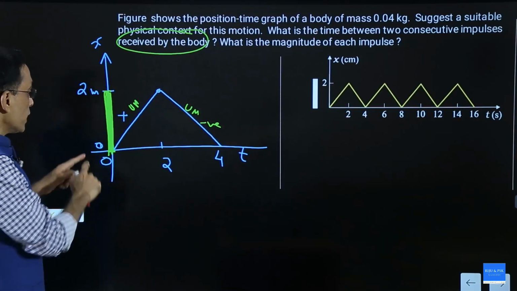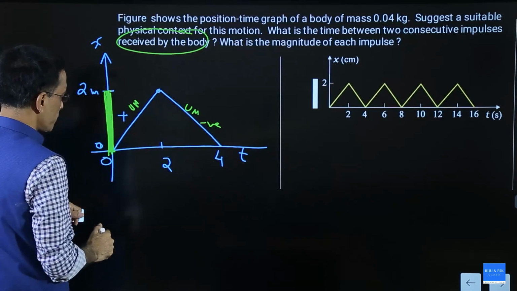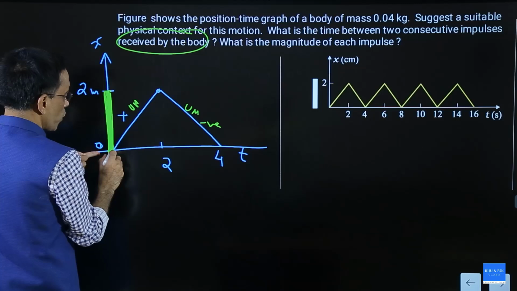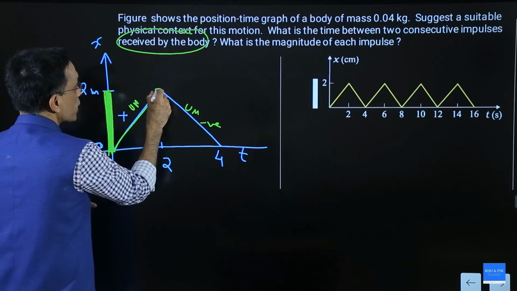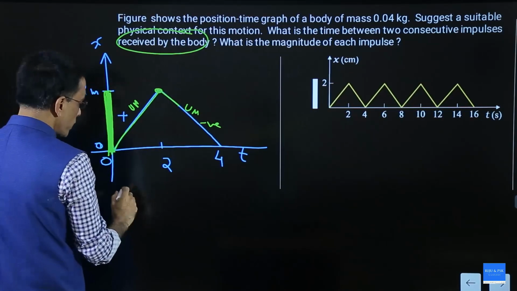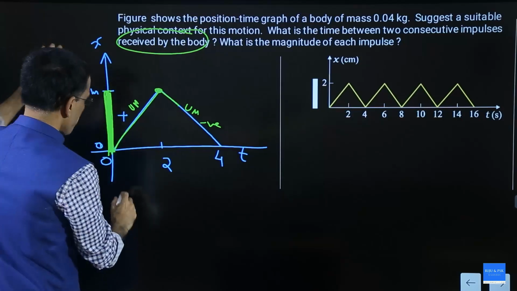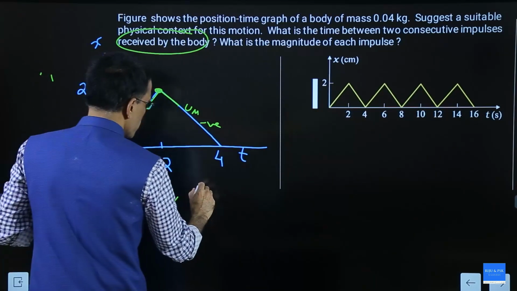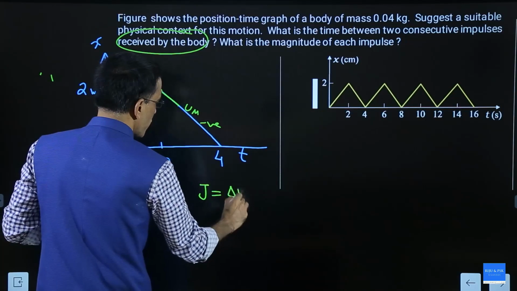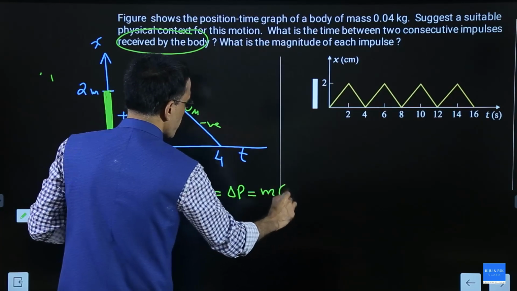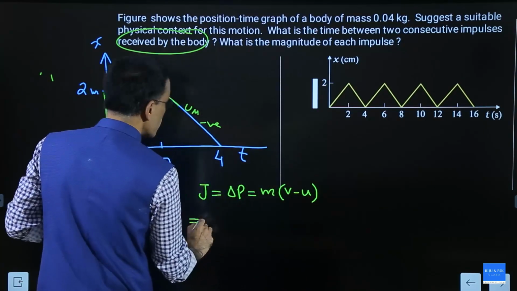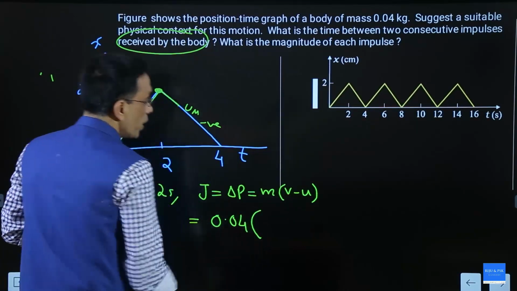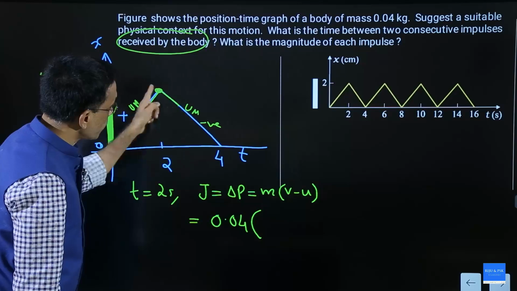And what is the impulse? Impulse is change in the momentum. Okay, change in momentum. Initially I don't know what was happening here. At this point, what is the change in momentum? At 2 seconds, what is the change in momentum? At t equal to 2 seconds, impulse is delta p, which is equal to m into (v minus u). What is the mass of the body? It is 0.04 into, what is the final velocity here?